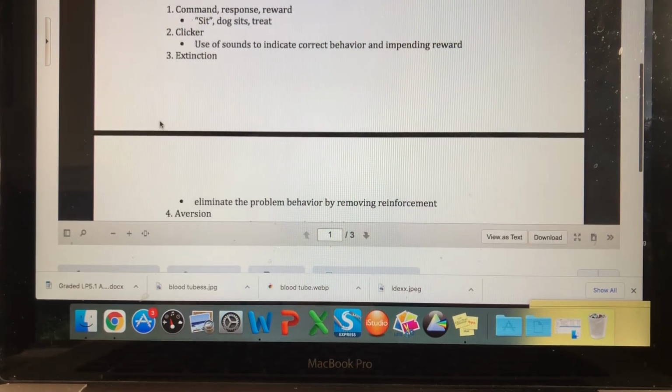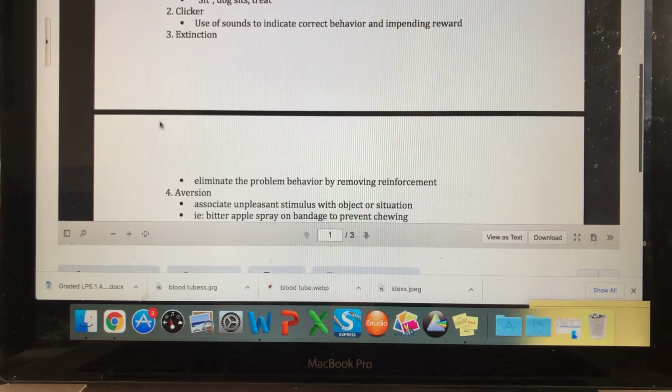Next we have extinction programs. If we're using an extinction program, we want to eliminate a problem behavior by removing reinforcement. So if you have a puppy that you're playing with and it's constantly nipping at you, stopping playing and ignoring them removes that reinforcement.